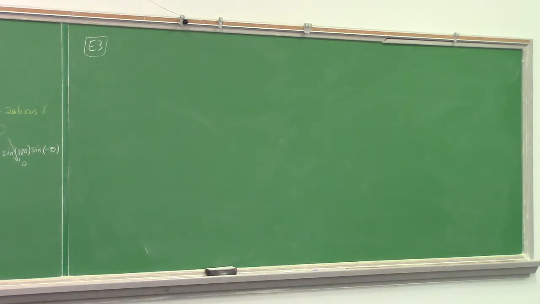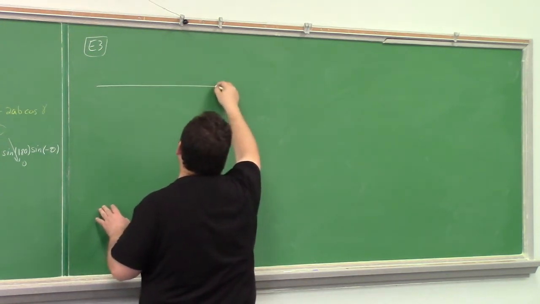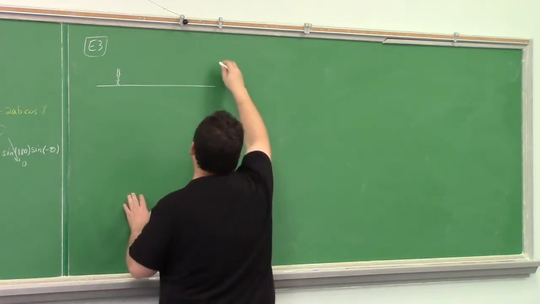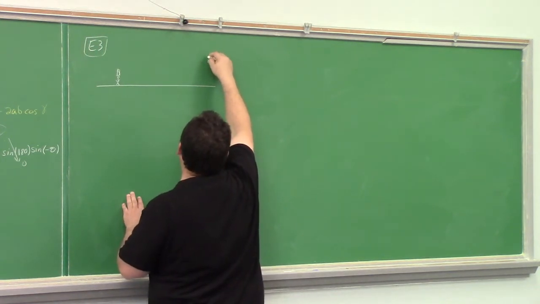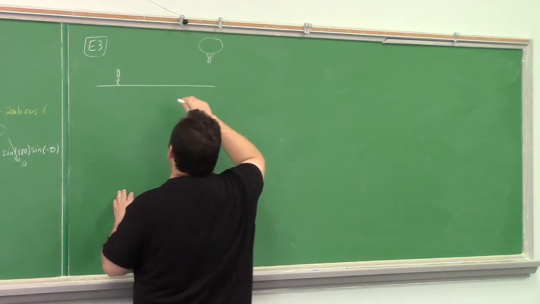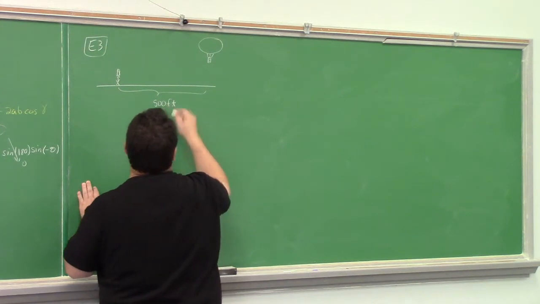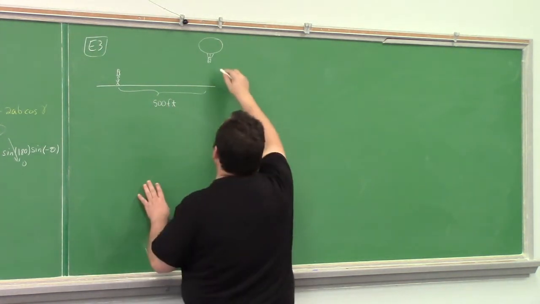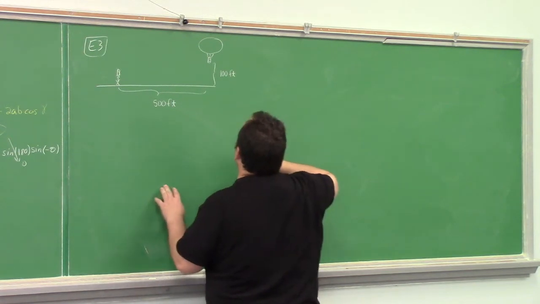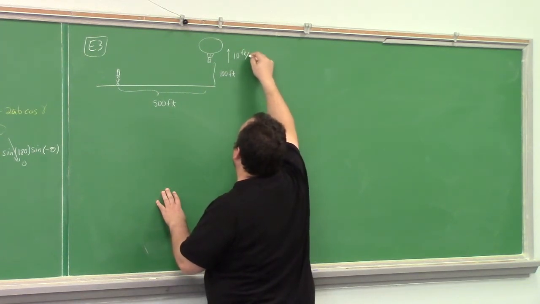So imagine yourself at a fairground or something, and you're over here. Somebody else has a hot air balloon. My sad picture of a hot air balloon. And that hot air balloon is, let's say, 500 feet from you, and suppose that the hot air balloon is 100 feet up, and let's suppose that it's going upward at a rate of 10 feet per second. All right?